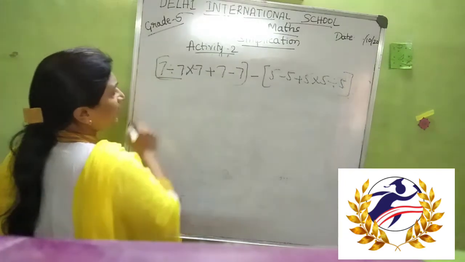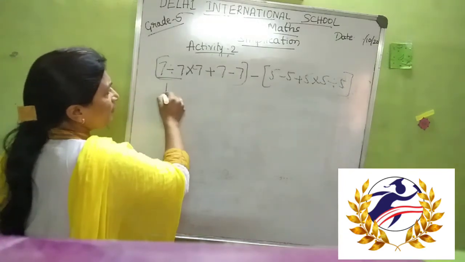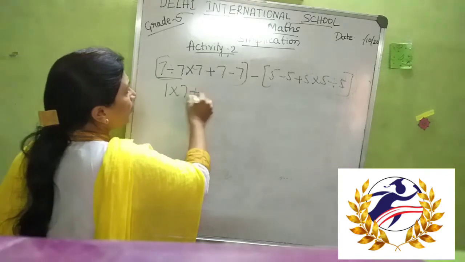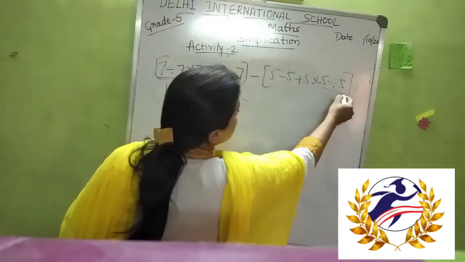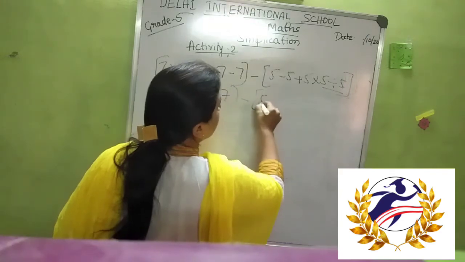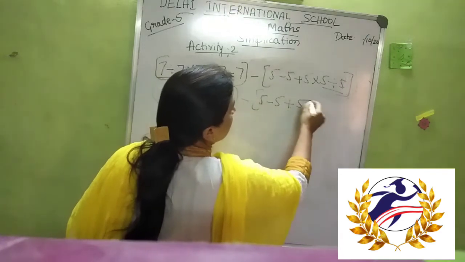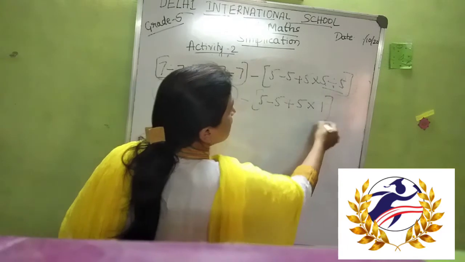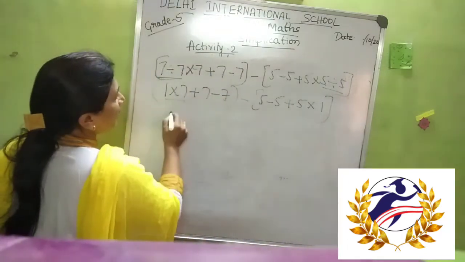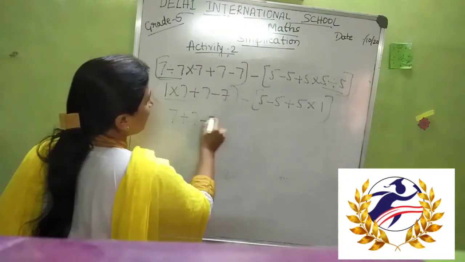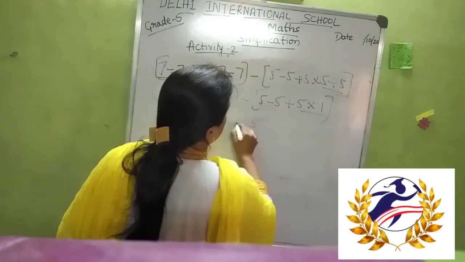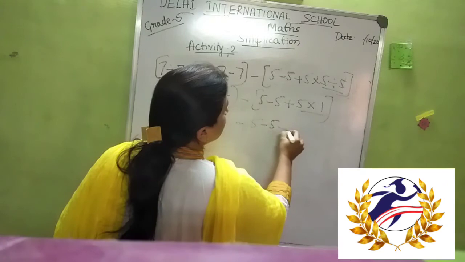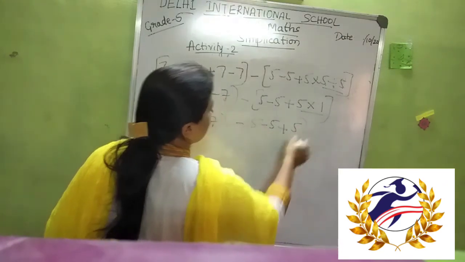First I need to solve inside the bracket. 7 divided by 7 is 1, into 7 plus 7 minus 7, I will write as it is. So here also I should solve this one first. 5 minus 5. 5 ones are 5, isn't it? Then multiplication, 7 ones are 7 plus 7 minus 7. So I need to do this one first. So 5 minus, I will write as it is. So 5 ones are 5. So I will write as it is.